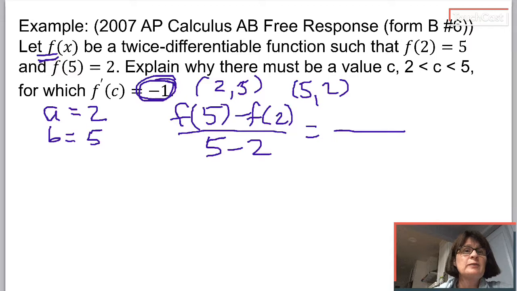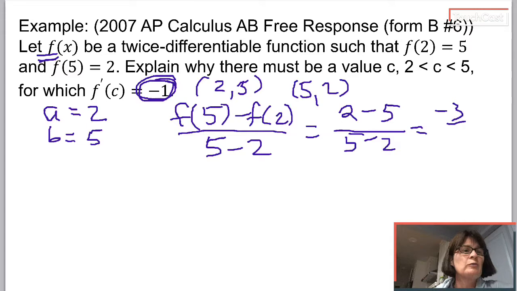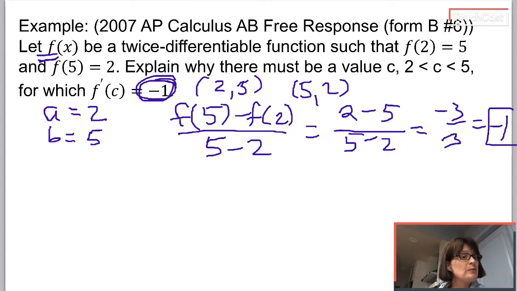f of 5, I've been told is 2. f of 2, I've been told is 5. 2 minus 5 over 5 minus 2. So this is -3 over +3, which is in fact -1. So I'm going to be able to apply the mean value theorem using 2 as my A and 5 as my B. So I'm going to use the typing mechanism to write this up in words.